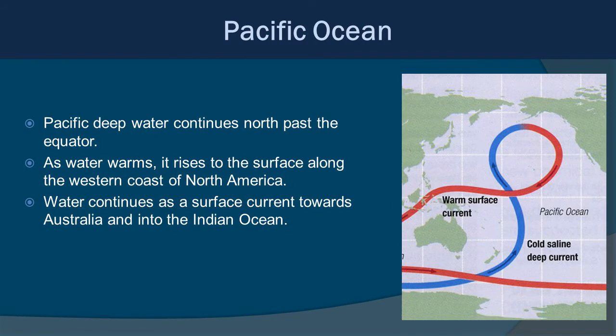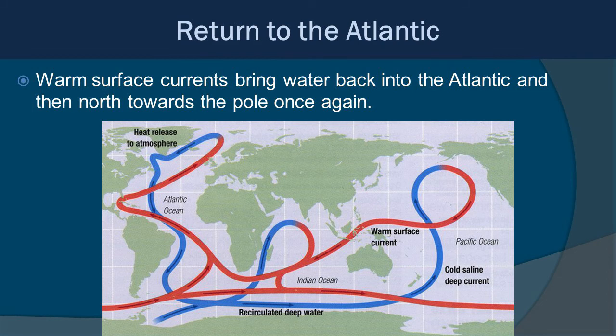Now, the Pacific deep water continues north past the equator. As it warms, it rises to the surface along the western coast of North America. That water then continues again as surface currents towards Australia and into the Indian Ocean. Warm surface currents bring water back into the Atlantic and then north towards the pole once again, where it again will go through that formation of deep water just around Greenland.